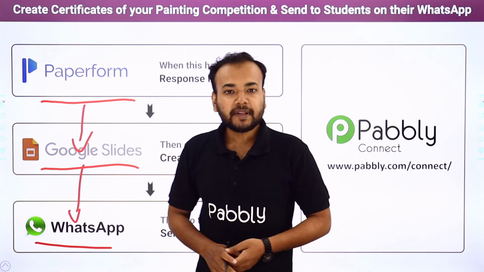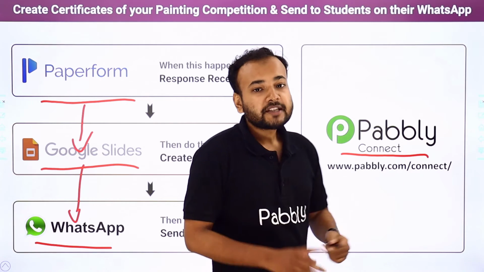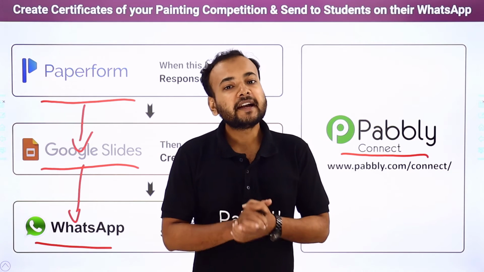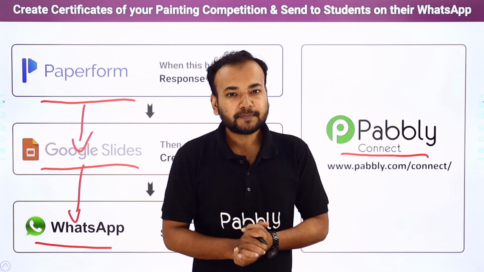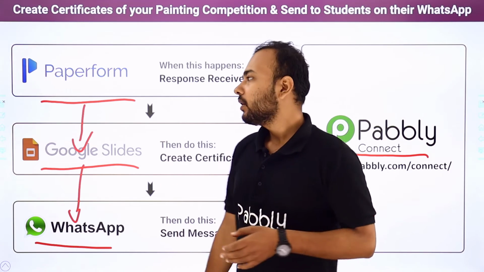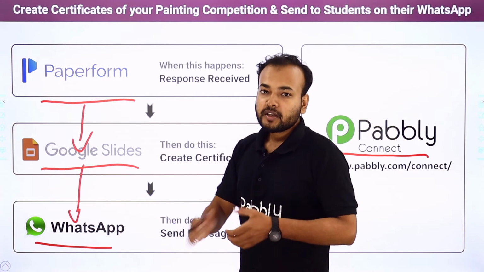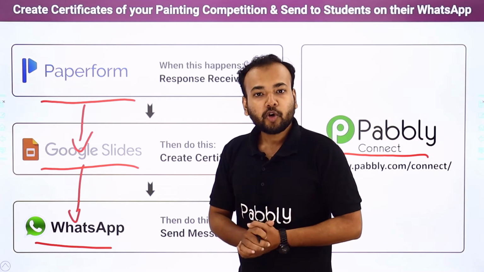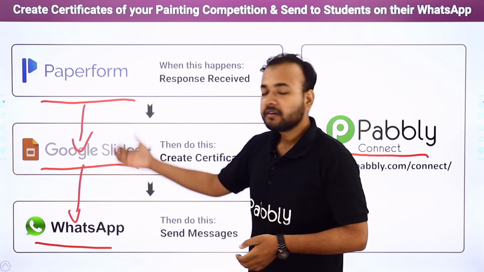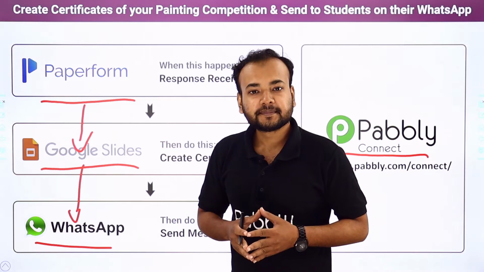So to connect these applications, I am using a software called Pabbly Connect. So guys, Pabbly Connect is an automation and integration software, and the best part of it is that you will not require any coding skills or programming knowledge to make this connection between Fillout, Google Slides and WhatsApp. So now let me give you a demo on my screen of how this connection between these three applications is going to work in real time.